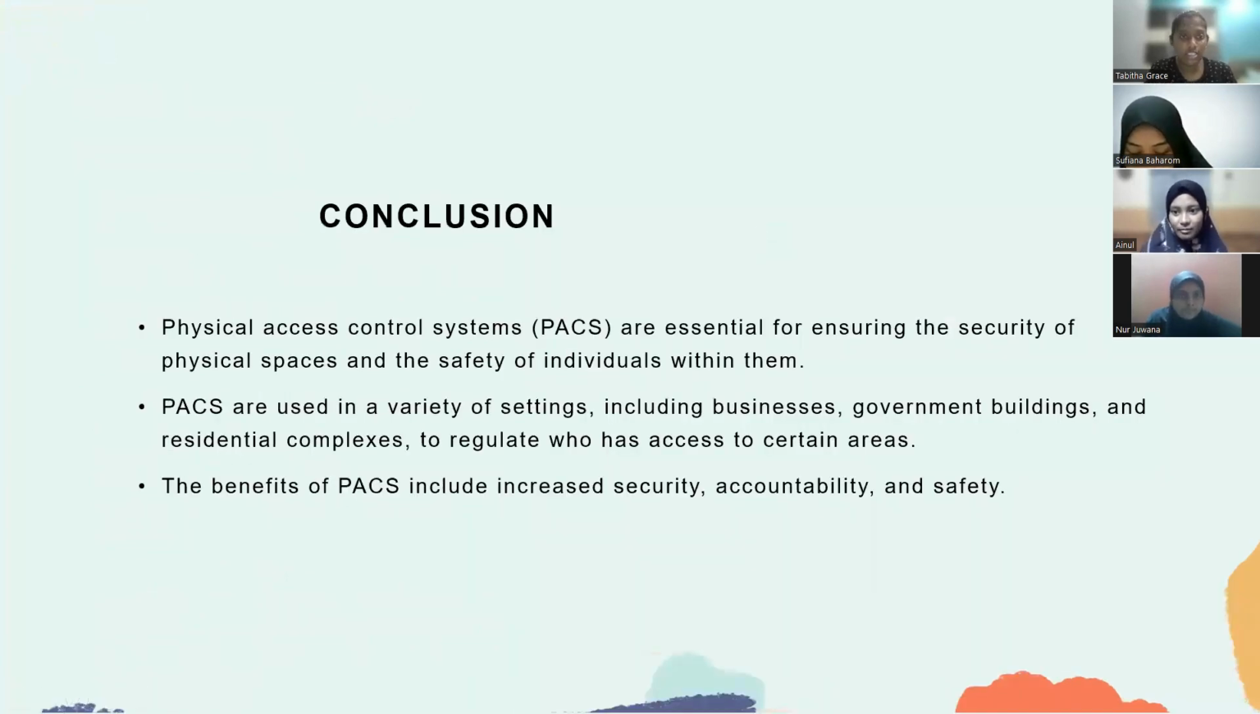Okay, the conclusion is that physical access control systems are essential for ensuring the security of physical spaces and the safety of individuals within them. Physical access control systems are used in a variety of settings, including businesses, government buildings, and residential complexes, to regulate who has access to certain areas. Lastly, the benefits of a physical access control system include increased security, accountability, and safety. Thank you. That's all from us.